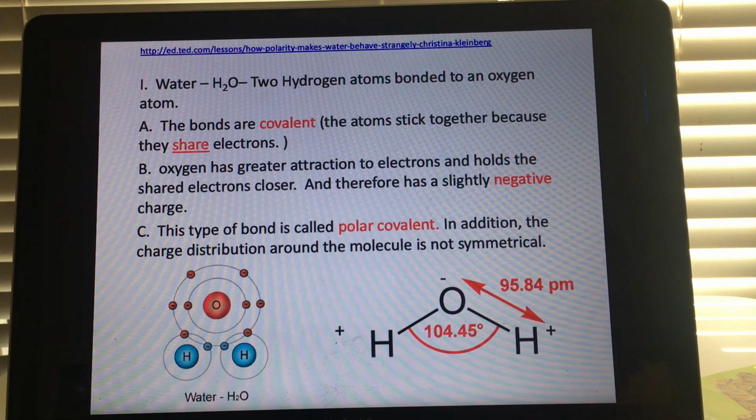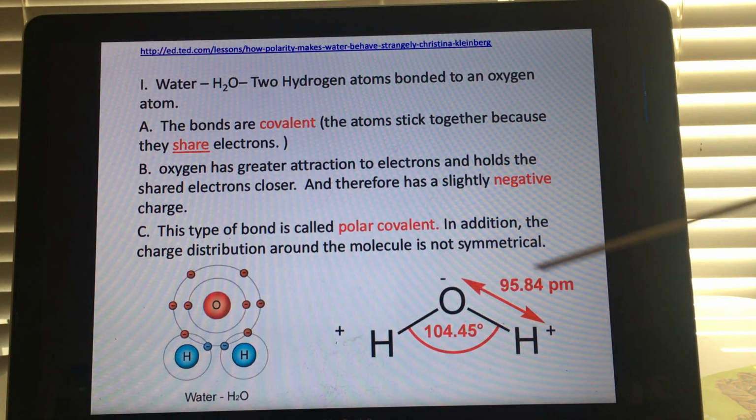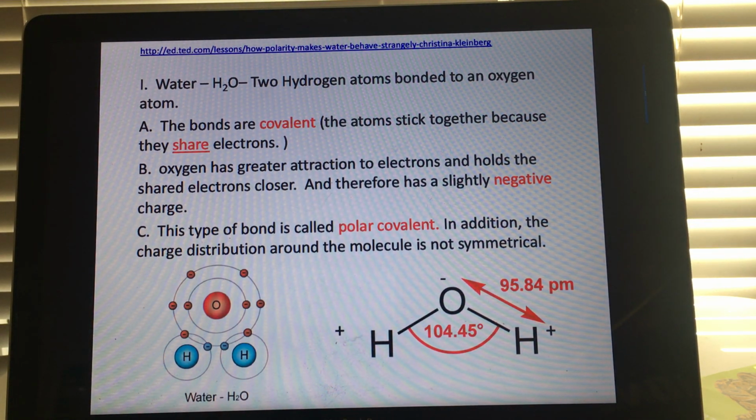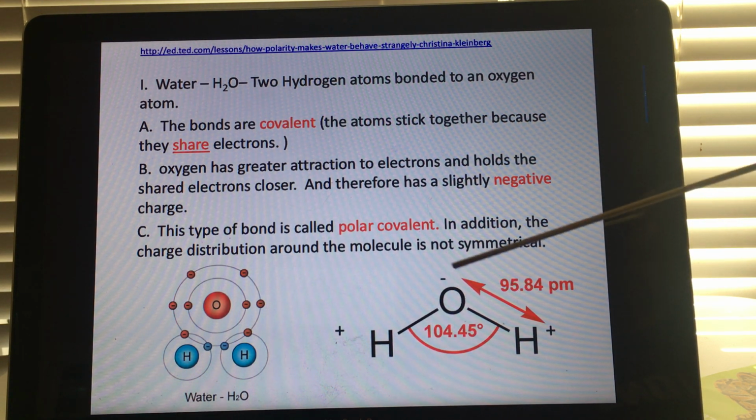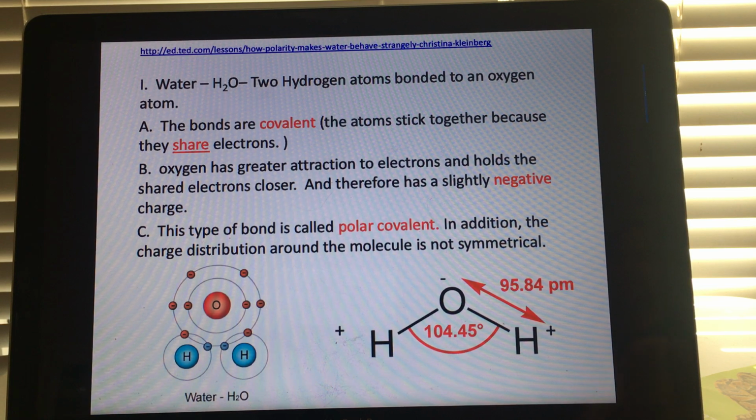In addition, in the entire water molecule, there's an uneven distribution of charge, and therefore you get a bent shape. And so you have a slightly positive end and a slightly negative end of the molecule. The hydrogens have a slightly positive charge and the oxygens have a slightly negative charge.